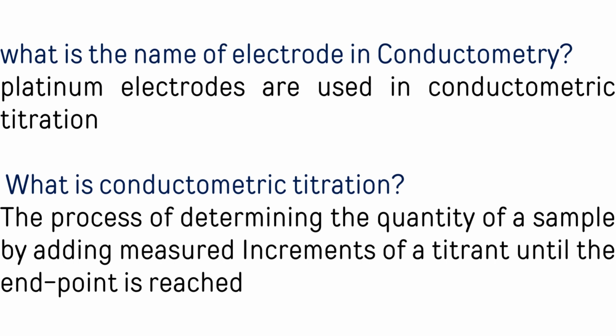What is the name of the electrode in conductometry? Platinum electrodes are used in conductometric titration. What is conductometric titration? The process of determining the quantity of a sample by adding measured increments of a titrant until the end point is reached.